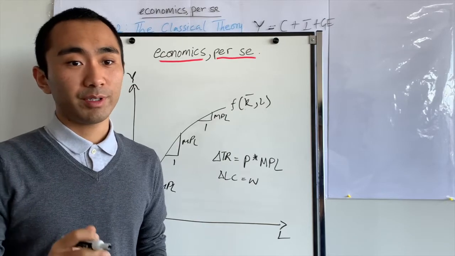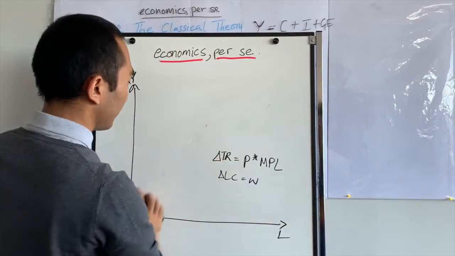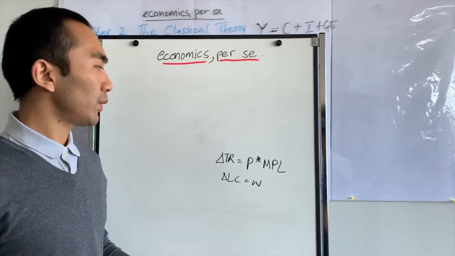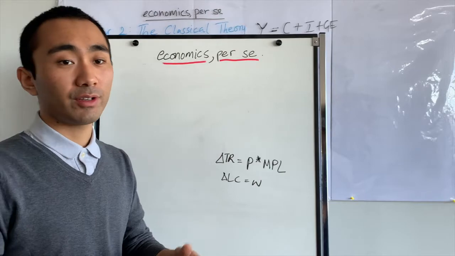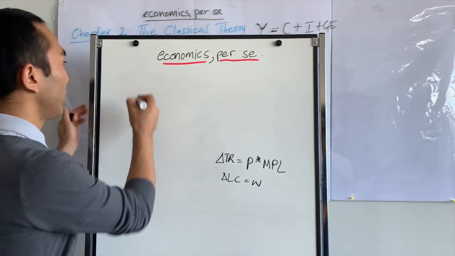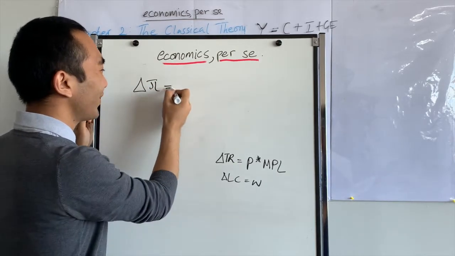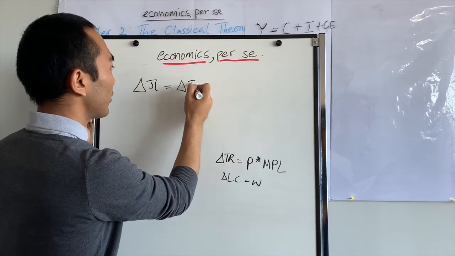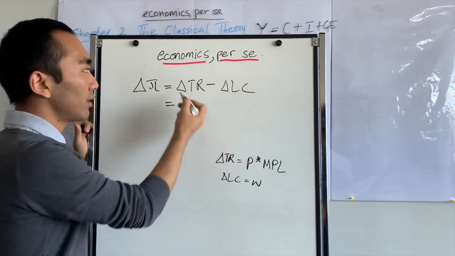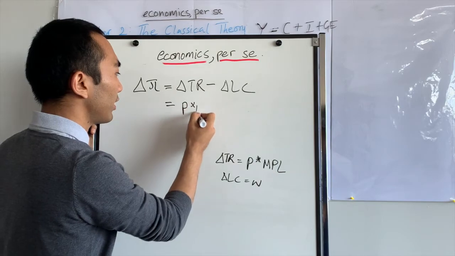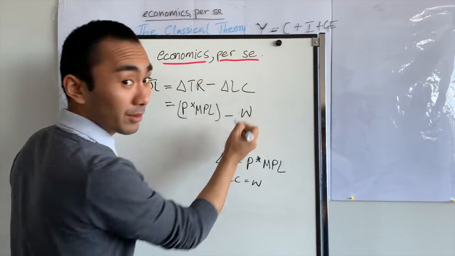The change in the profit can be written as, let me just erase this. Alright, now since we have the change in total revenue and the change in cost, we can denote the change in profit, delta pi, which is equal to change in total revenue minus the change in cost. And now we know what change in total revenue is. It's going to be price times the MPL. We know what the change in labor cost is. It's going to be W.